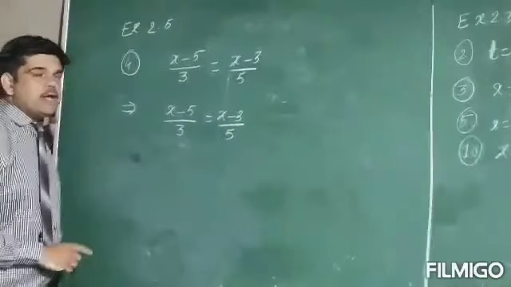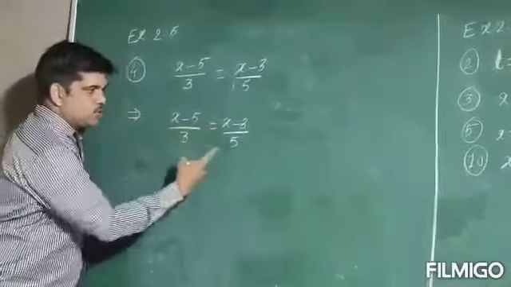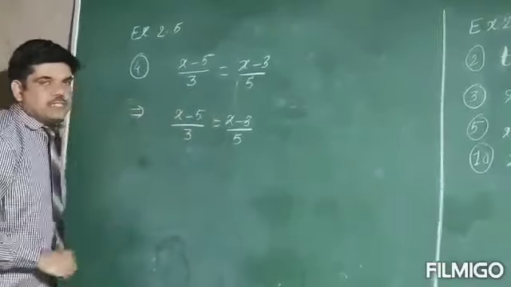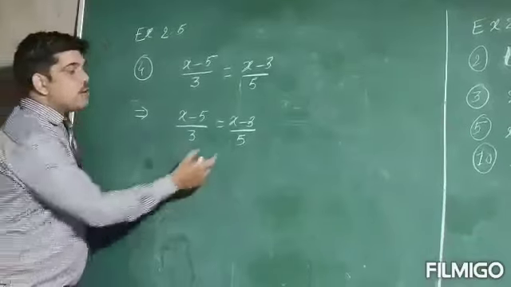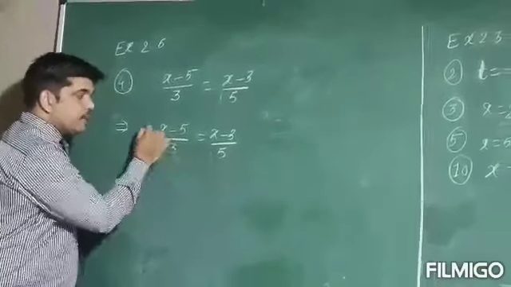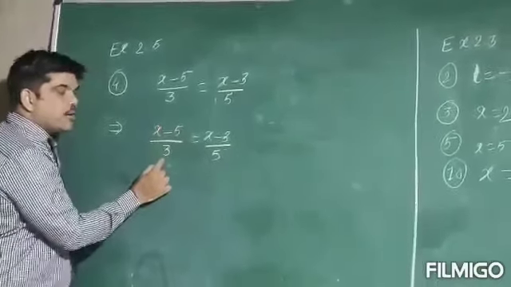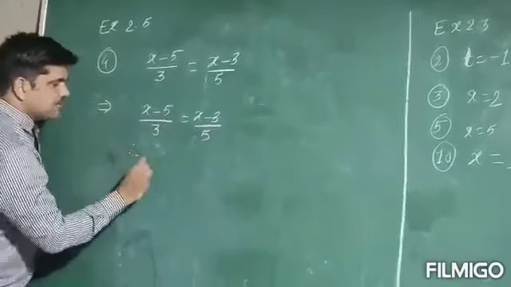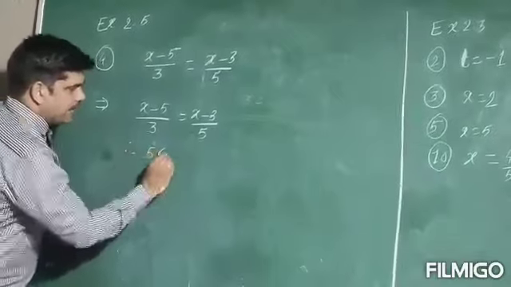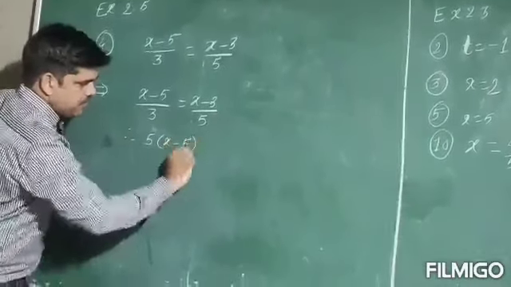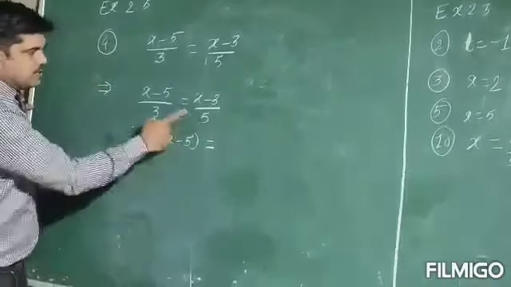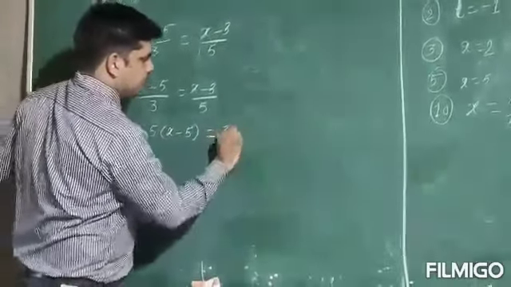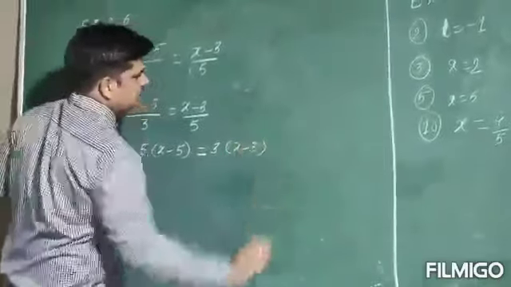Now what we have to do here? Cross multiplication. So 5 will multiply to this and 3 will multiply to this term. But we need to take care: when you are multiplying 5, you will multiply it to the whole term, and when you are multiplying 3, you have to multiply it to the whole term. So the next step is 5 into, in bracket, x minus 5 is equal to, this into this I wrote here in LHS. Now in RHS 3 into x minus 3.